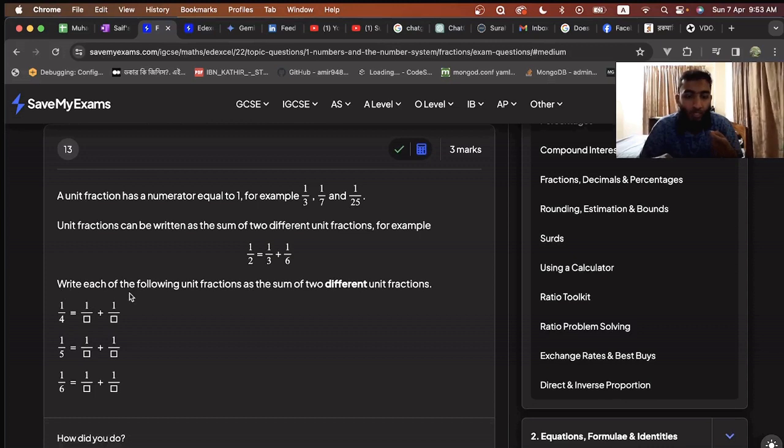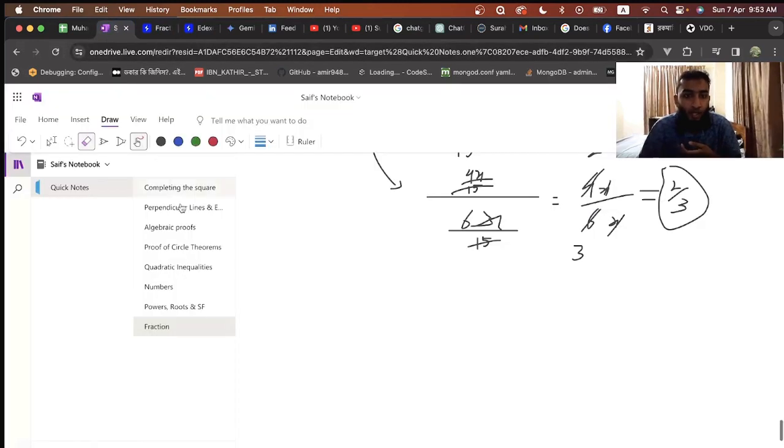So you have to write each of the following unit fractions as the sum of two different unit fractions. So 1 by 4 should be expressed as 1 by something plus 1 by something. 1 by 5 should be expressed as 1 by something plus 1 by something. Similarly, 1 by 6 should be expressed as 1 by something plus 1 by something. So let's use my notepad and my pen tool. Let's start with 1 by 4. All three problems are the same, so I'll just focus on one problem and the rest is the same process.